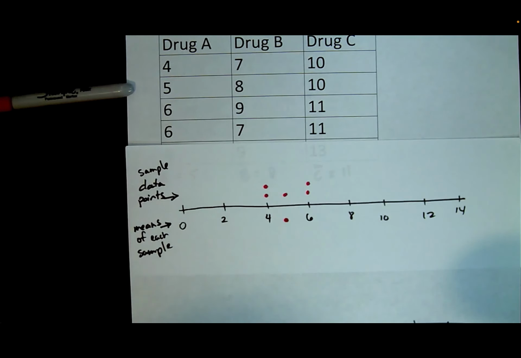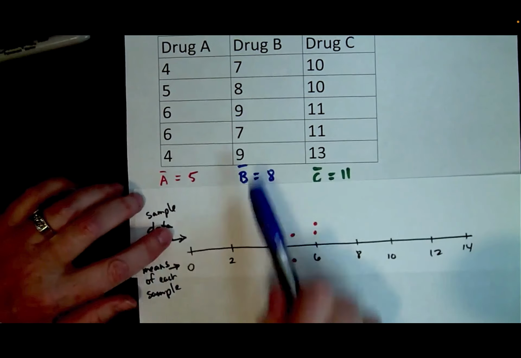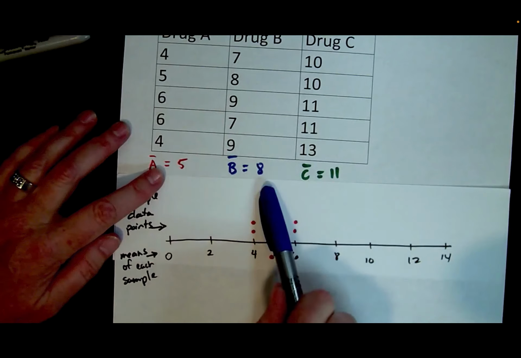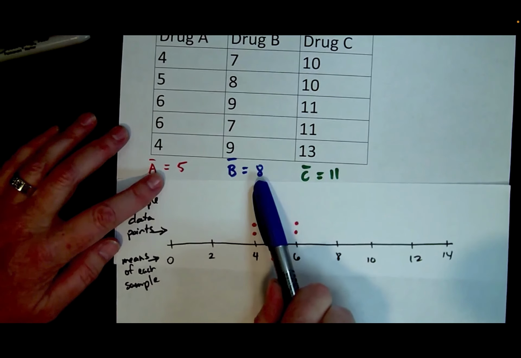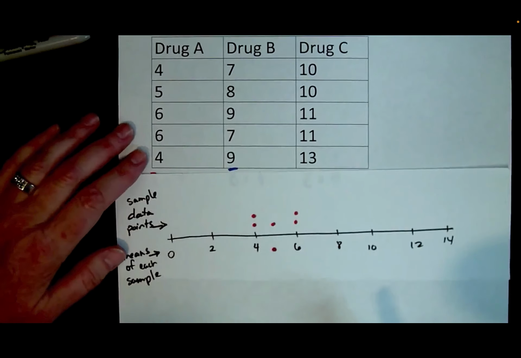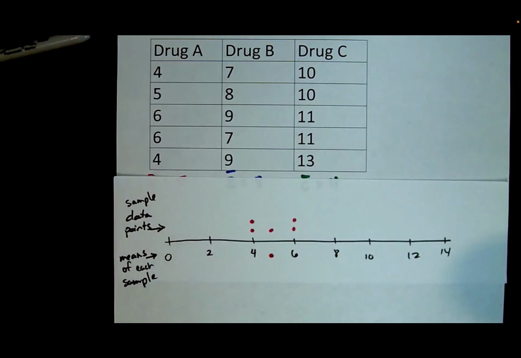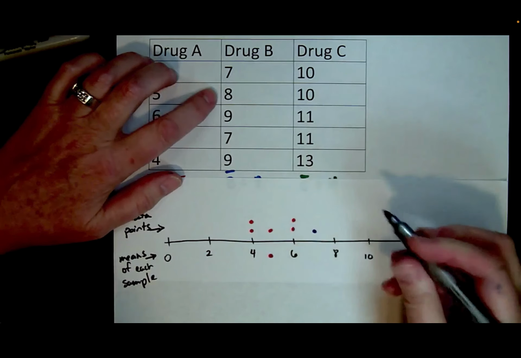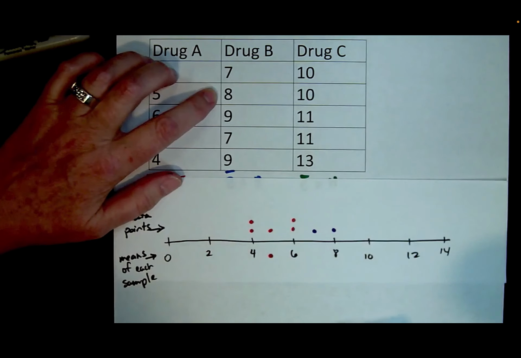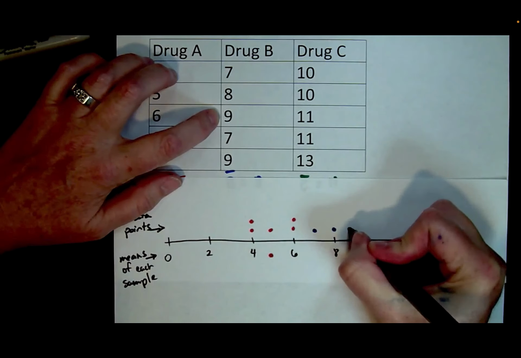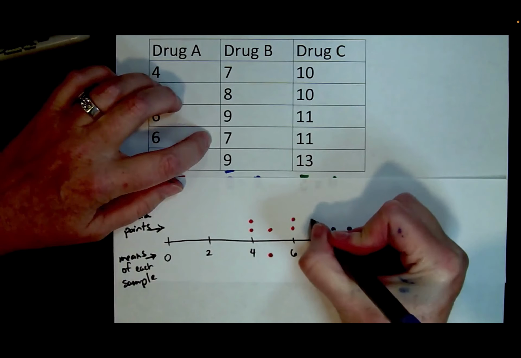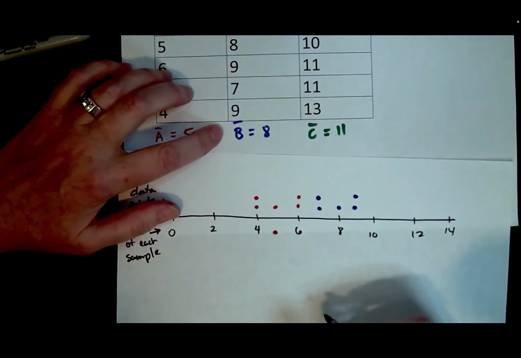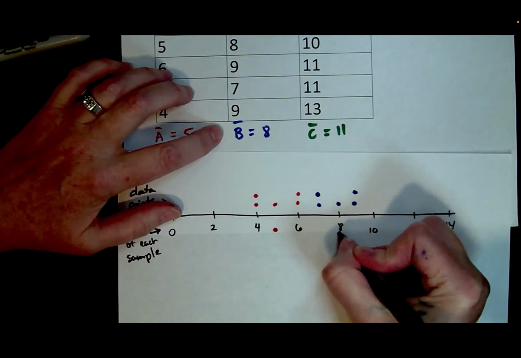Okay, now for drug B, let's say I used blue for drug B, so I'm going to make dots for the sample data points in that sample, and then below the number line I'm going to put a dot for the mean of that sample. So let's see, we have for drug B 7, so I'm going to put a blue dot above the 7, 8, put a blue dot above the 8, 9, so blue dot there, 7, that gets another blue dot, 9 gets another blue dot, and then the mean is 8, so I'll put a blue dot below the 8.